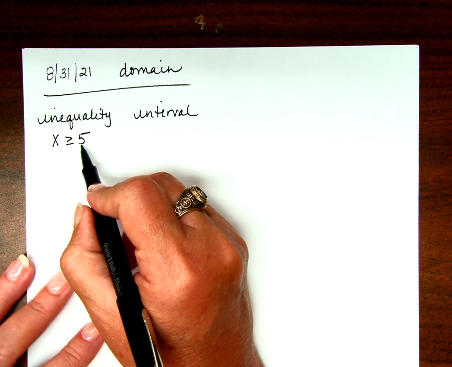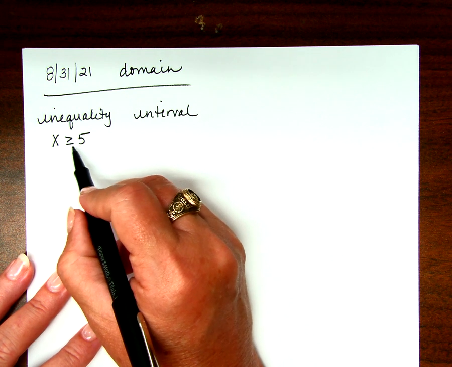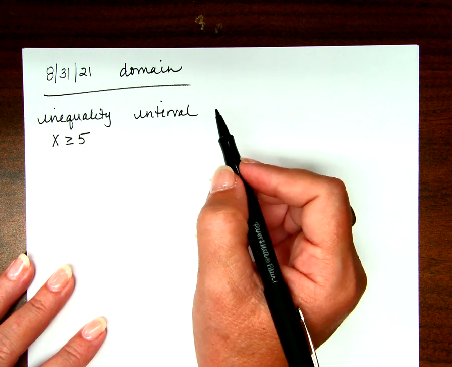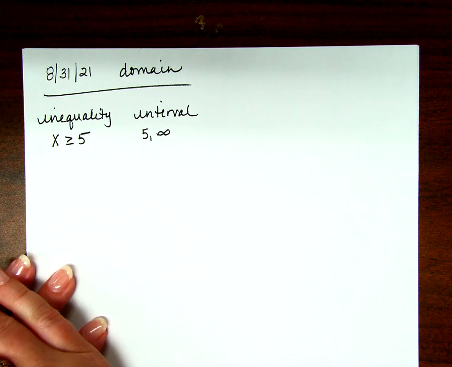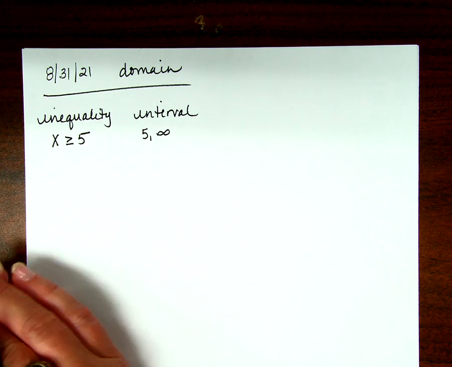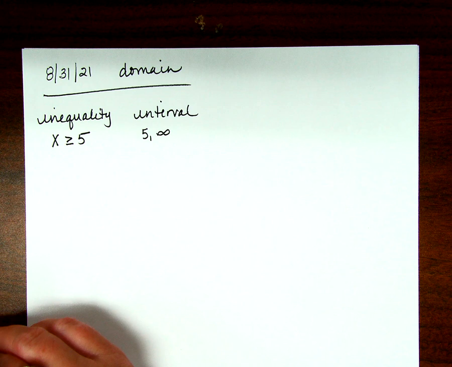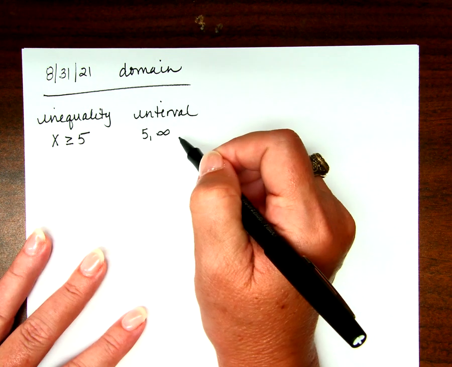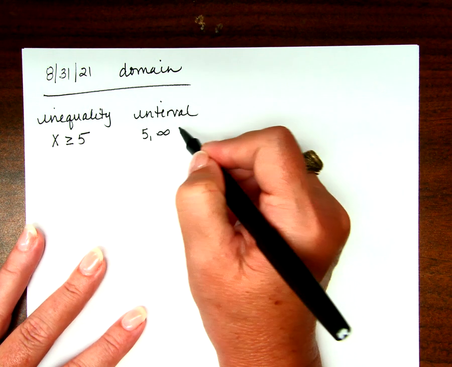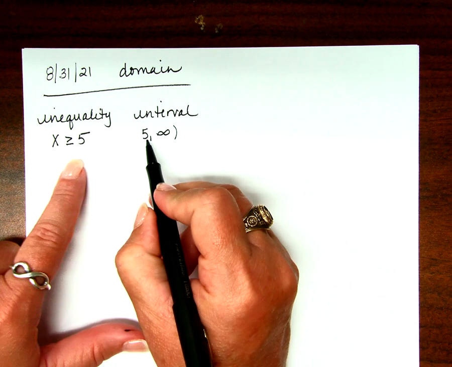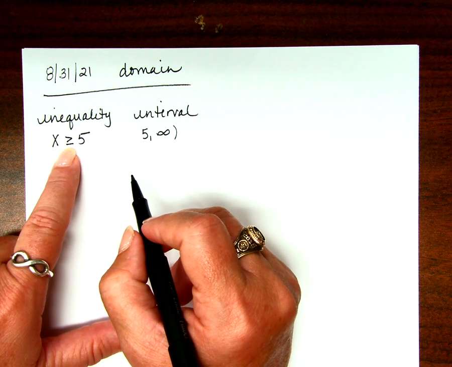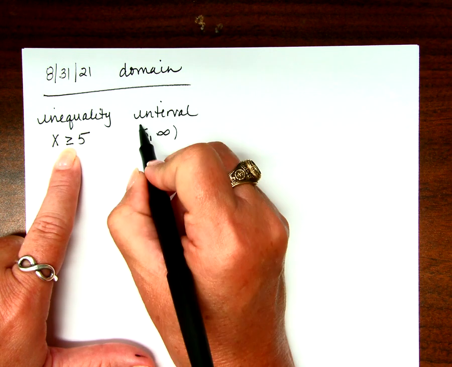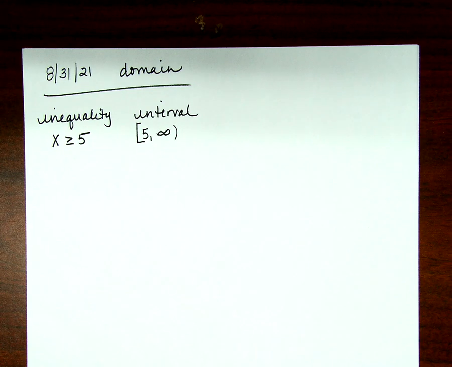Well, if it starts at 5 and goes where? All the way, right? If it starts at 5 and goes all the way, now I just have to remember what symbols go around this, don't I? What always goes with an infinity? Parentheses. Is this 5 included as part of my domain? Is it greater than or equal? If it's or equal, it's a bracket.